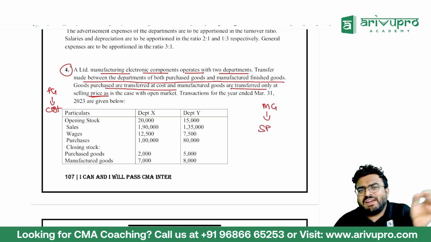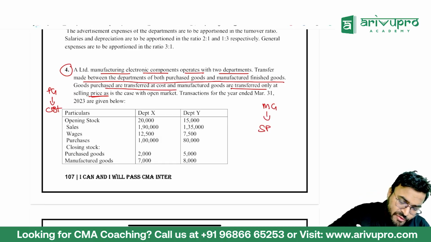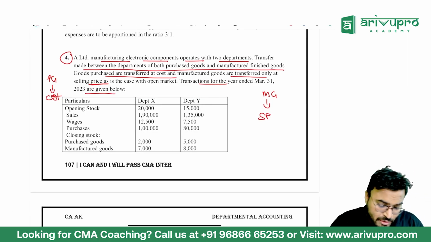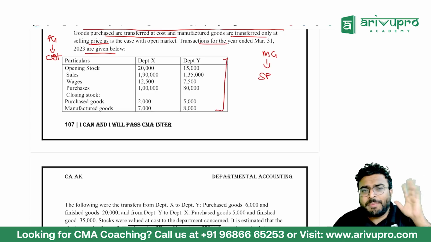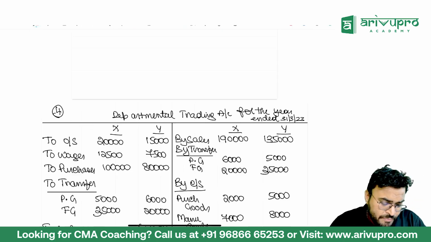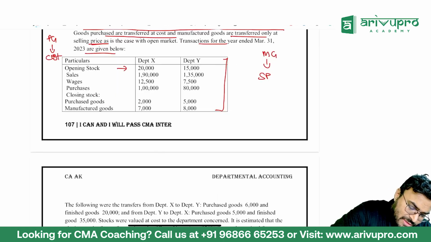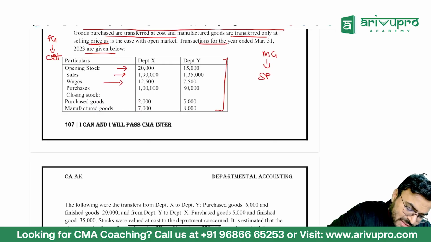If you are transferring at cost, you don't have to worry about unrealized profit, because profit is not earned on that. But if it is transferred at selling price, then you have to worry about unrealized profit. Transactions for the year ended 31st March 2023 are given below. Whatever is there in this table, directly copy paste into the trading and P&L account. Opening stock, directly. Sales, direct. Then wages, direct.